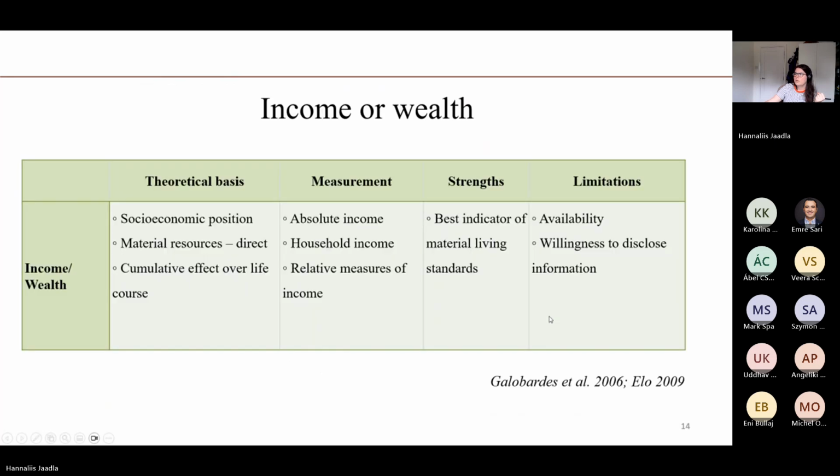So the next measure is income or wealth. We have talked about occupation, we have talked about education, and now income. It is a very good measure to use in your study because it influences health through a direct effect of material resources. Having a higher income means better quality resources, both food and housing, better access to services, social standing, and socioeconomic position. But it is much more used in US studies than European studies.